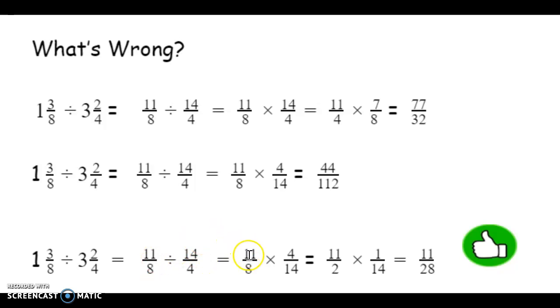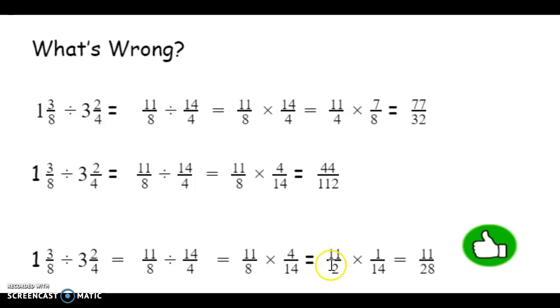Then they took 11/8, changed our division sign into a multiplication sign, and look, with the second term, they did remember to take the reciprocals. The reciprocal of 14/4 is 4/14. Thumbs up, keep going.